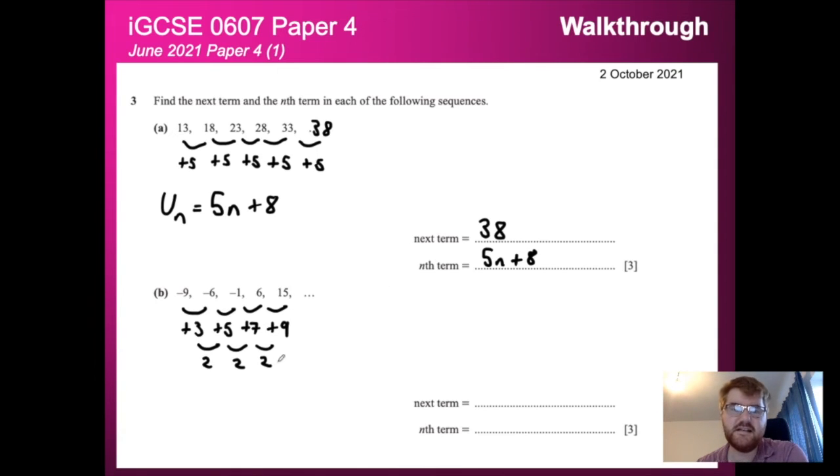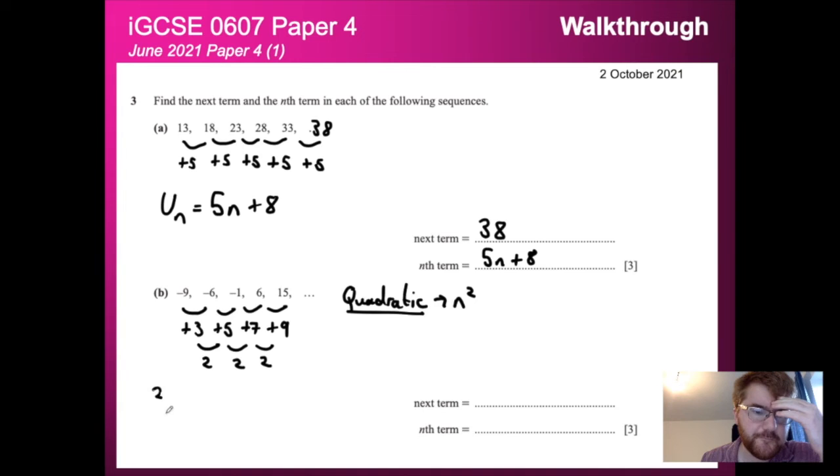Okay, so we have a second difference. So as soon as you see second differences, you need to be thinking quadratic, something with an n squared in. Okay, so as I say quadratic, I mean n squared. I teach this a little bit differently to other teachers, so I'll do it the way I tend to do it. So we take the 2 first of all, and we divide by 2 for quadratics. That gives us 1.